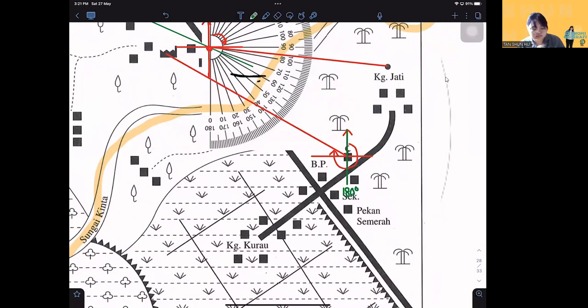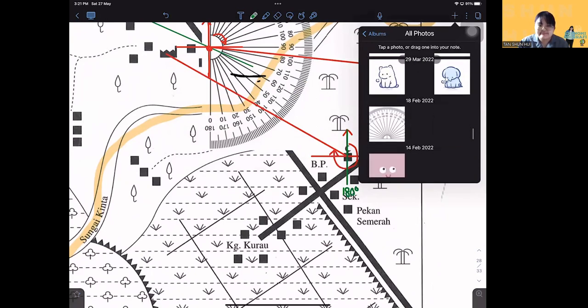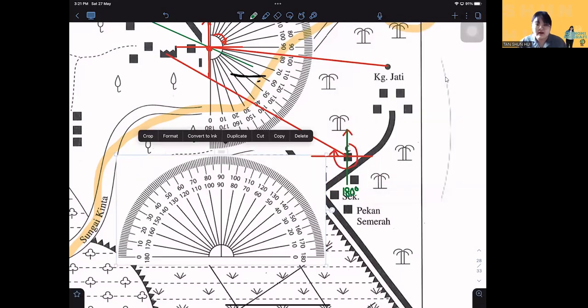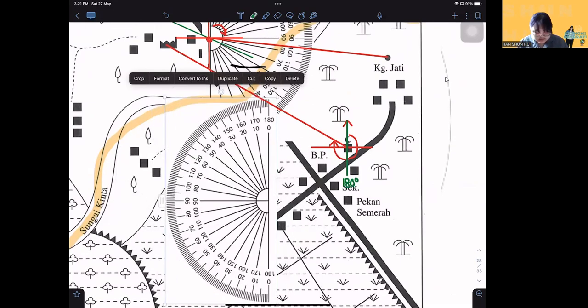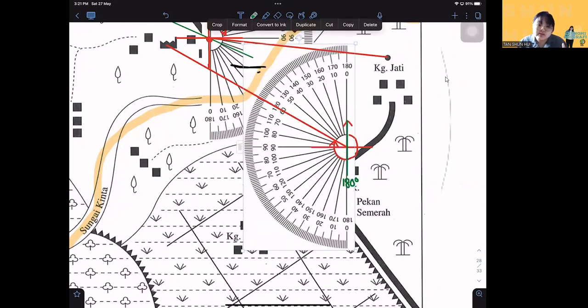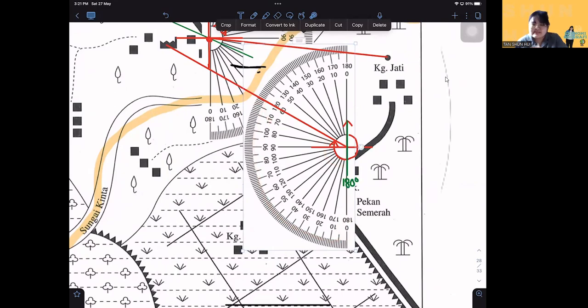Okay, so what are you gonna do? Wait, let me get my protractor again. Okay. So what you do? You turn and put on top. Okay. So how are you gonna read it? You must read from the bottom like that. So you read the zero here. So go up. How much? 120. Be careful. Yes, 300 again. This is just right.